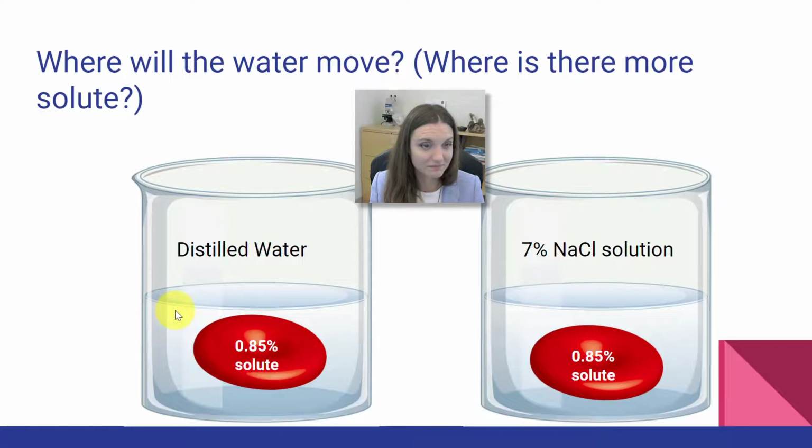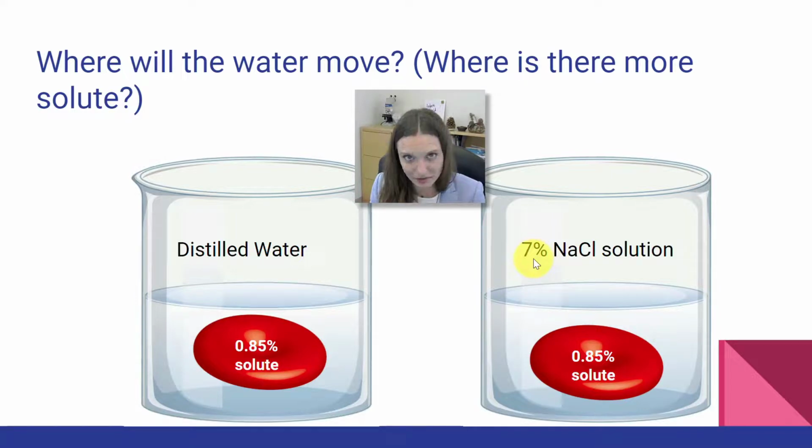How's that going? Let's try another example. Same cell, well, I guess different cell, but same solute concentration in the cell. 0.85% solute concentration in the cytoplasm of the cell, in the cytosol of the cell, basically. Now we've put this cell in a 7% solute solution, 7% sodium chloride solution.